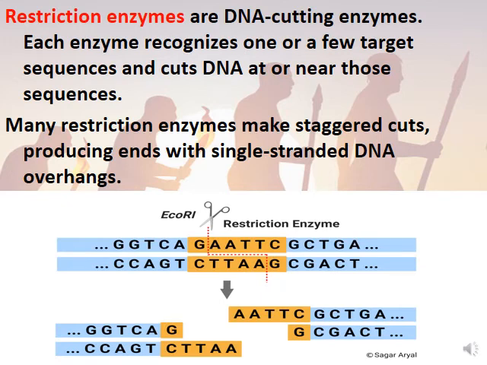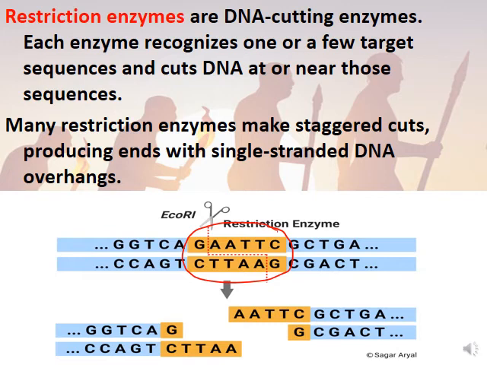Each enzyme recognizes one or a few target sequences. They have a specific target sequence, so it cuts at this specific sequence, or even near this sequence. Many restriction enzymes make staggered cuts, meaning they produce ends with single-stranded DNA overhangs.